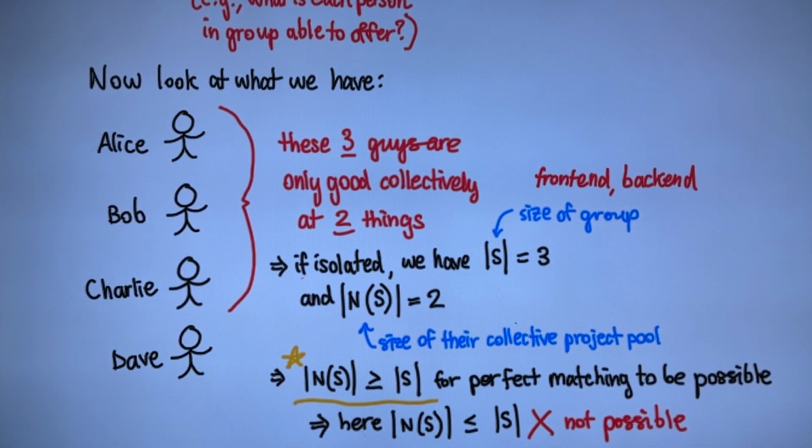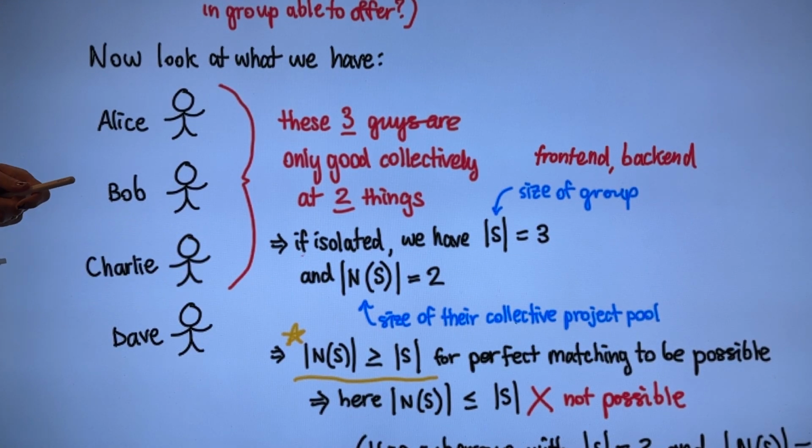If they're all good at back end, that's another skill. Therefore, we have only 2 skills that are in these 3 people's collective project pool. So the size of the group we're looking at is 3, and the number of skills they collectively offer is 2. 2 is smaller than 3. Therefore, we cannot have a perfect matching, because in this case, the neighborhood size, the number of skills they can offer, is smaller than the number of people we're looking at.